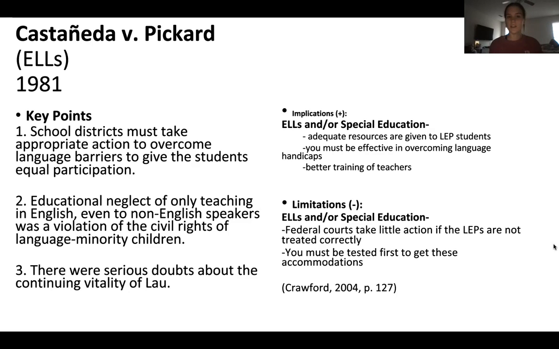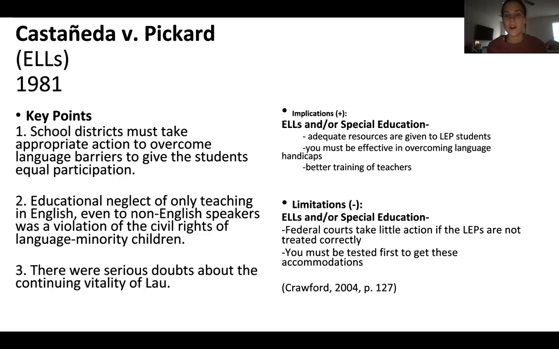The Castaneda versus Pickard case, this is an ELL case, in 1981. The key points are that school districts must take appropriate action to overcome language barriers to give students equal participation. Educational neglect, if only teaching in English, even to non-English speakers, was a violation of the civil rights of language minority children. There were serious doubts about the continuing vitality of Lau.